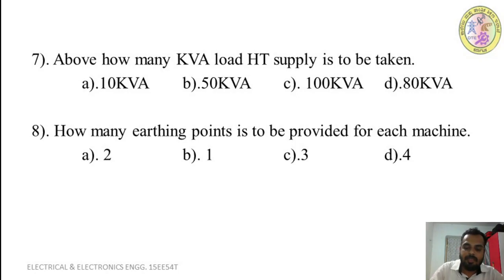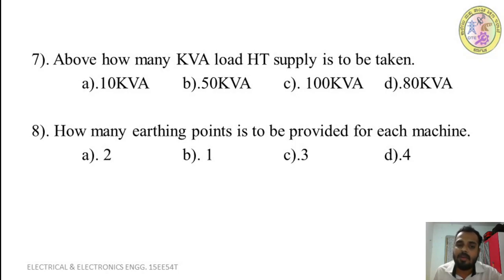So next we'll see the next question. That is question number 7. Above how many kVA load is HT supply to be taken? So if the load of your factory exceeds how many kVA, then HT supply is to be taken. The options are A 10 kVA, B 50 kVA, C 100 kVA, D 80 kVA.